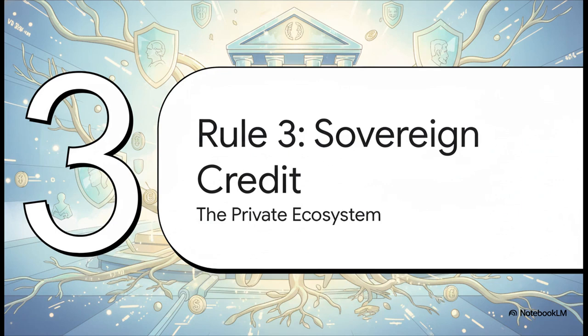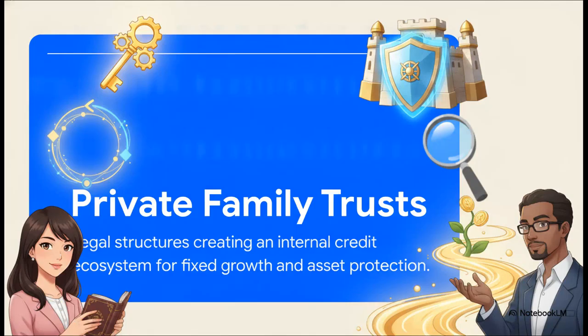Now, let's step into Rule 3, the private ecosystem, exploring the velocity of sovereign credit. This leads us to the ultimate secret of powerful family offices. Their goal isn't just to use a bank, they literally want to become the bank. You've probably heard elite jargon like private family trusts or infinite banking. These are legal structures that essentially create an internal credit ecosystem. While the general public is stuck using commercial banking that offers a measly 0.5% interest on savings, these private structures are designed to provide fixed growth and completely insulate assets.